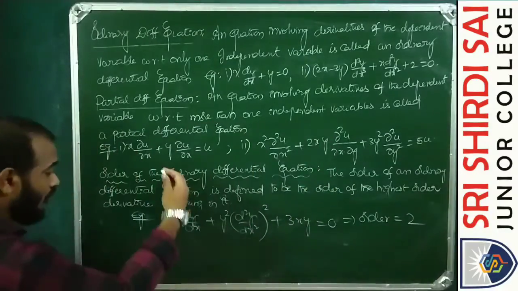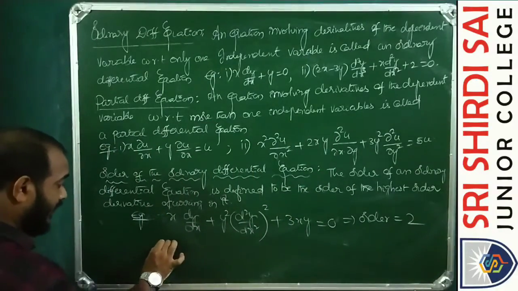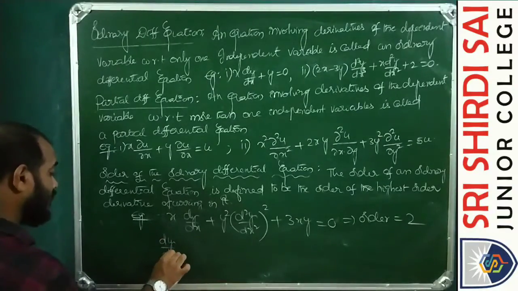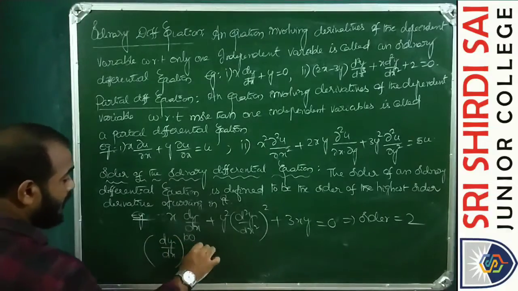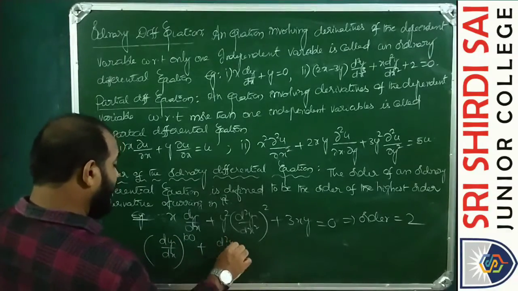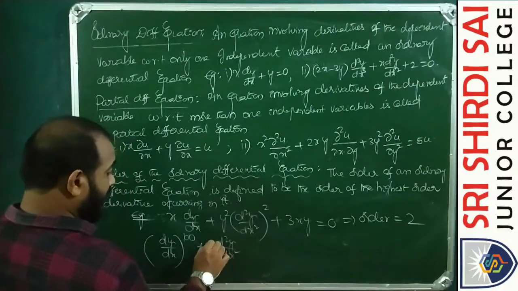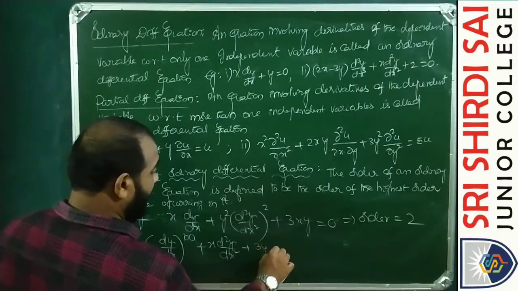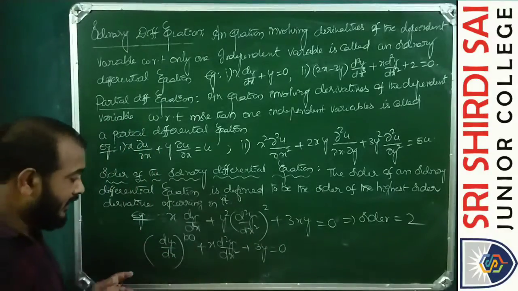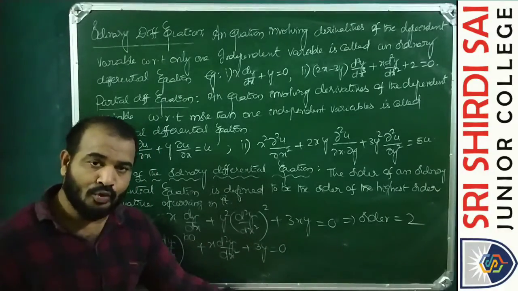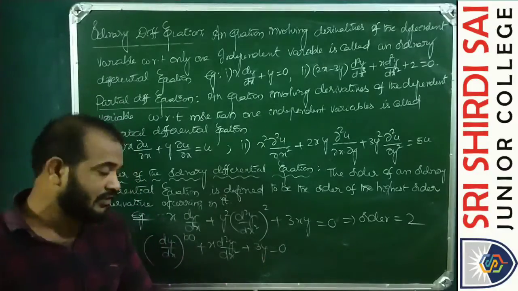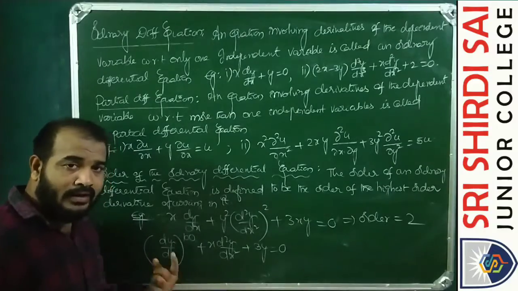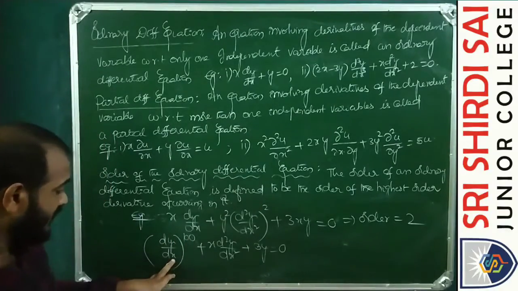For example, take another example like x (dy by dx) whole power 100 plus d square y by dx square plus 3y equals 0. For example, this is a differential equation; to be more specific, an ordinary differential equation, where the number of independent variables is only one. So this is x here.